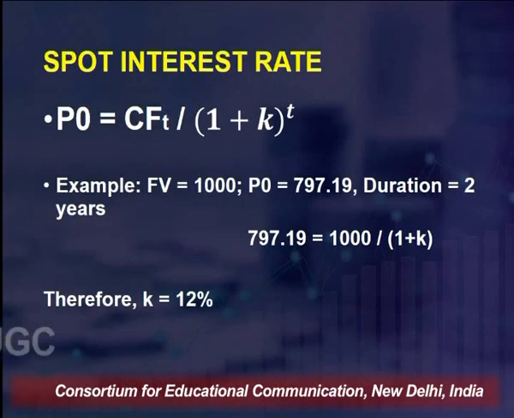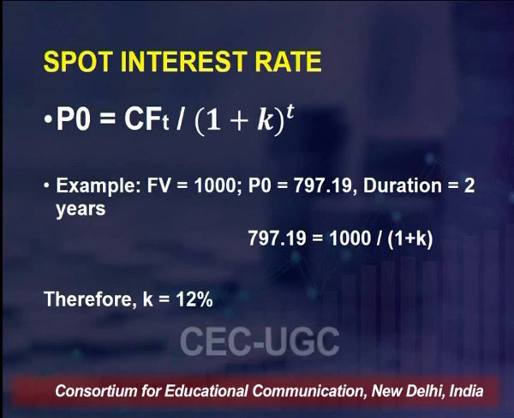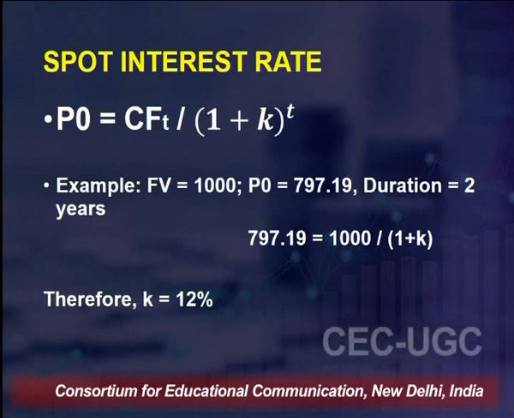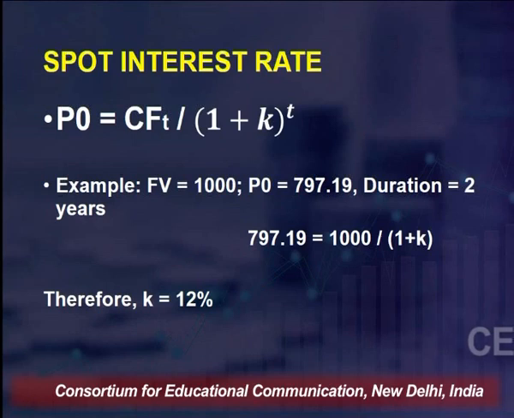Now, as you can see on the screen, the calculation of the spot interest rate we can do as P0 is equal to CFt, that is cash flow, CF represented as the cash flow in the t-th year, divided by (1 plus k) raised to the power t. Now, t here is your duration, the time frame.